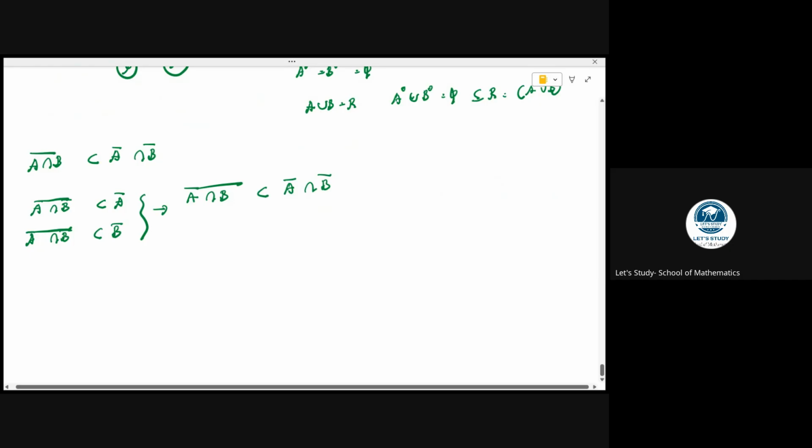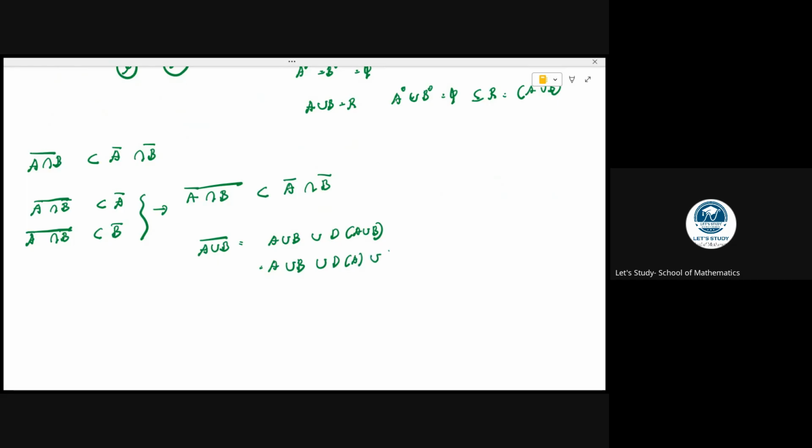And for the rest, what is (A union B) closure? This is actually A union B, union the derived set of A union B, right? In the previous class we studied that the derived set of A union B is nothing but the derived set of A union the derived set of B. So we can write it as A union DA union B union DB.